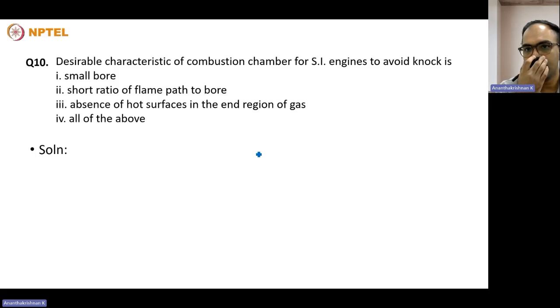Look into this problem. Desirable characteristics of a combustion engine for SI engines to avoid knocking: small bore, short ratio of flame path to bore, absence of hot surfaces in the end regions of gas, or all of the above. The third point is straightforward. It should not have hot surfaces. Once hot surfaces are there, far away from the spark, it will increase auto ignition. With a short ratio of flame path to bore, the flame can easily reach the bore and the diameter ends very quickly. Small bore is straight away adding to it. So the answer is all of the above.